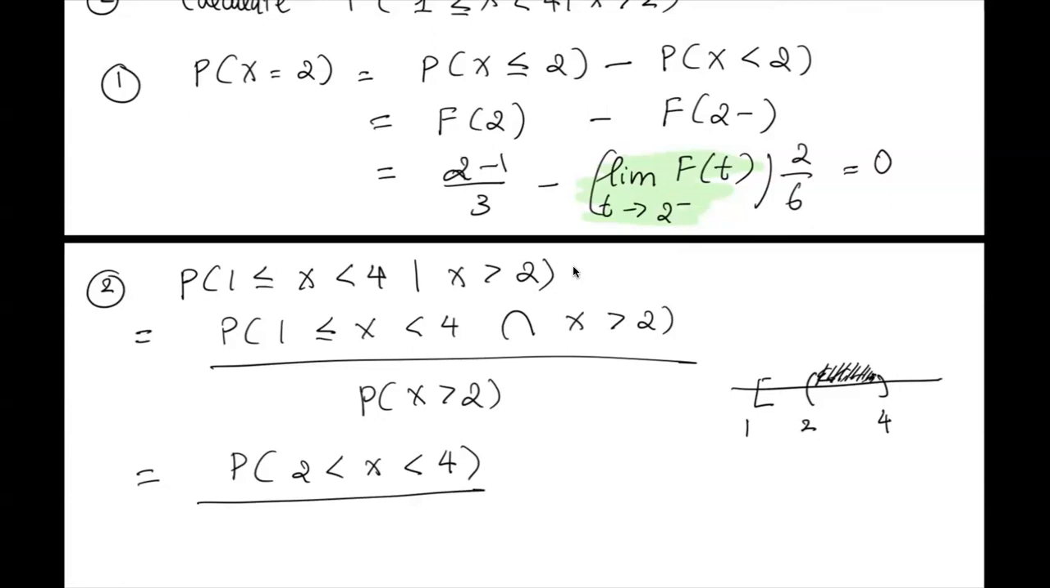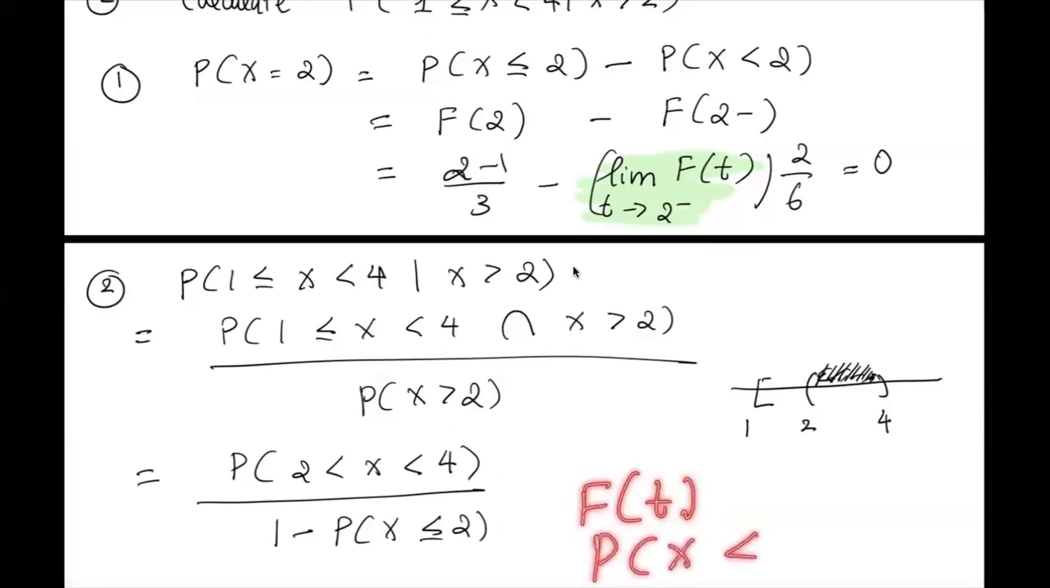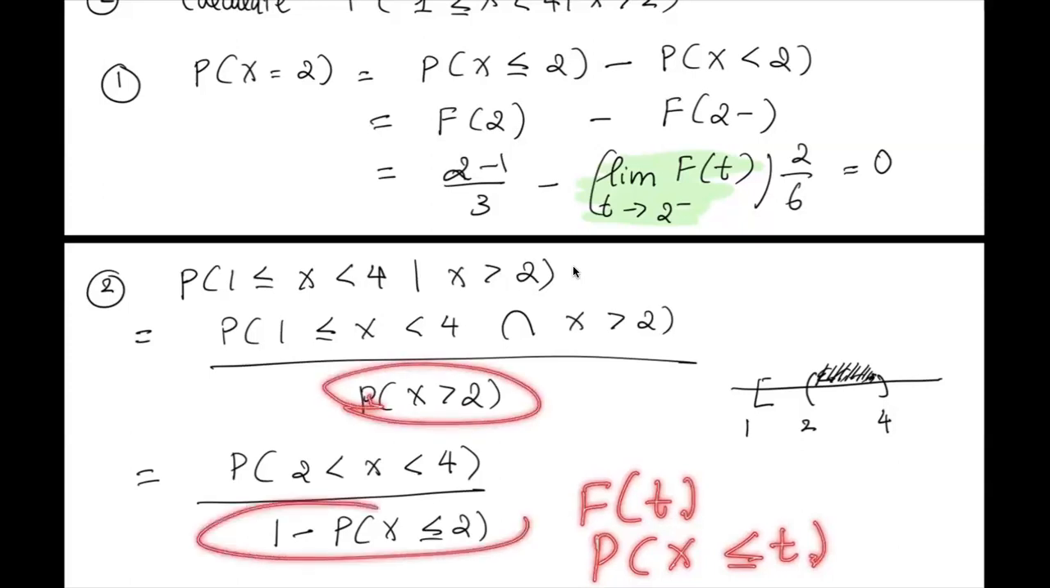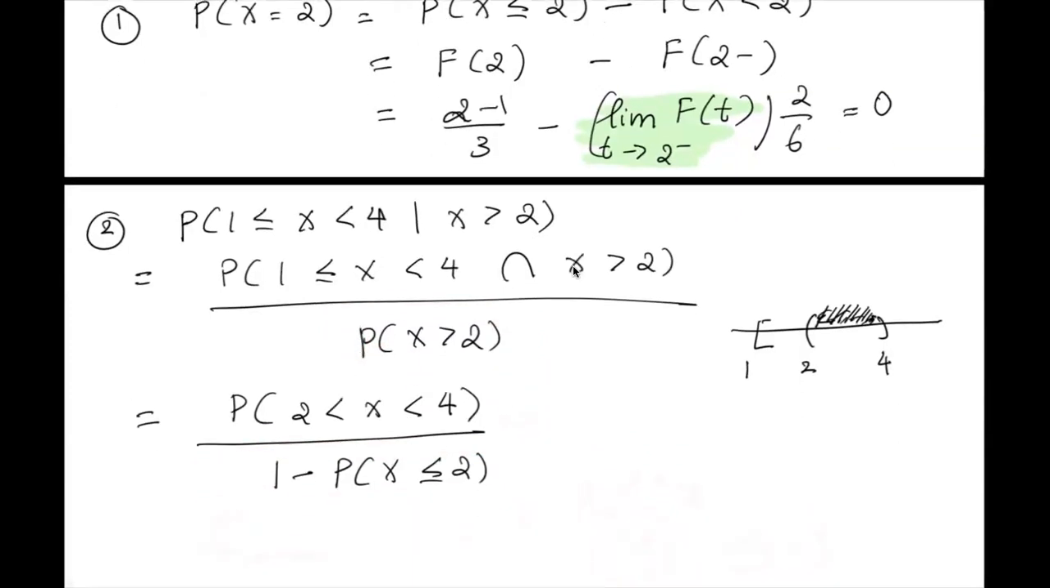And the denominator, the probability of x greater than 2, is equal to 1 minus the probability of x less than or equal to 2. Why do I do this? Because we know the function f, the distribution function, which means we know the value of this kind of expression, the probability of x less than or equal to something. We know it. That's why we don't want to deal with the greater than. We want to deal with less than or equal to.